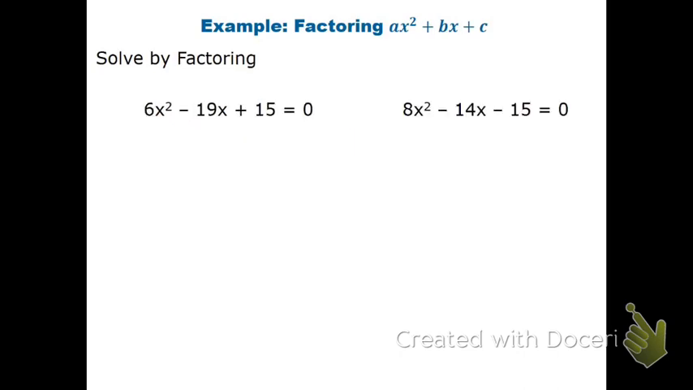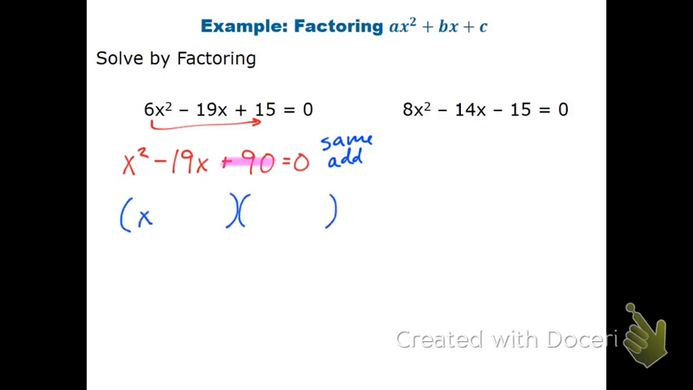With the middle one, again, same thing. Slide the 6 over to the 15 and multiply. So I get x squared minus 19x plus 90 is equal to 0. Again, I want two numbers that multiply, so this is going to be same and add. Two numbers that multiply to get me 90 and add to get me 19 are going to be 10 and 9. And they're both going to be subtraction signs because they need to add to get me negative 19.